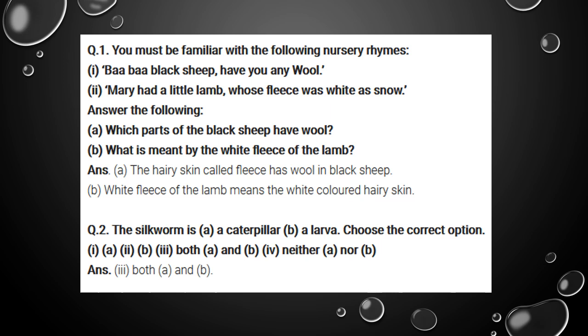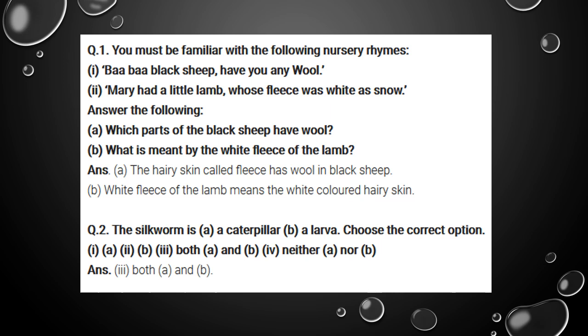Question 1. You must be familiar with the following nursery rhymes. Number 1. Baa baa black sheep, have you any wool? Number 2. Mary had a little lamb, whose fleece was white as snow. Answer the following. A. Which part of the black sheep has wool? Answer. The hairy skin called fleece has wool in black sheep.